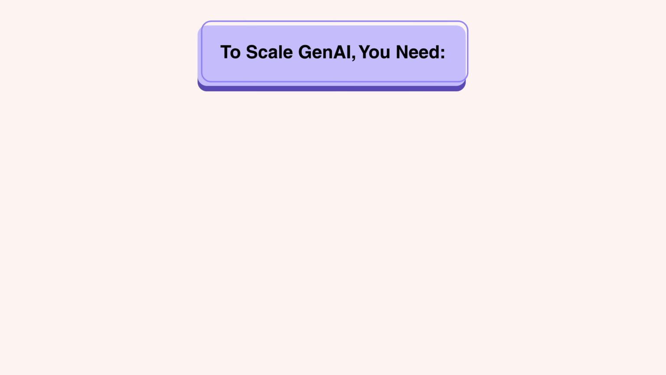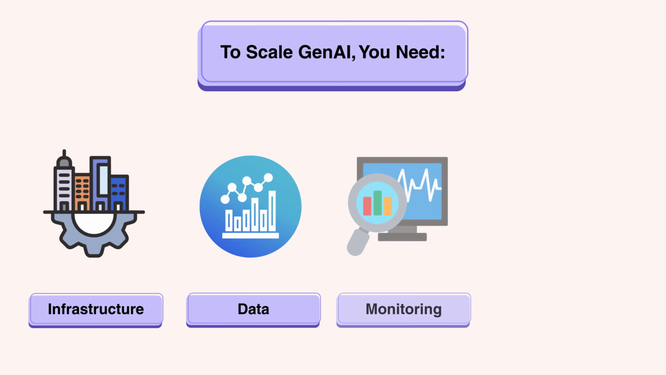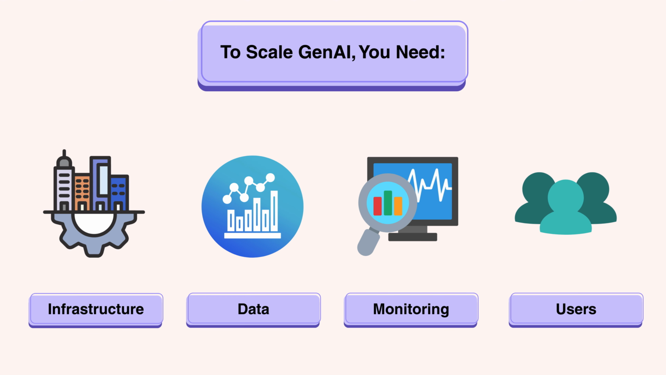Scaling Gen AI requires a strong, well-coordinated foundation across systems. Infrastructure, data, monitoring, and users must work together to ensure performance, reliability, and impact.